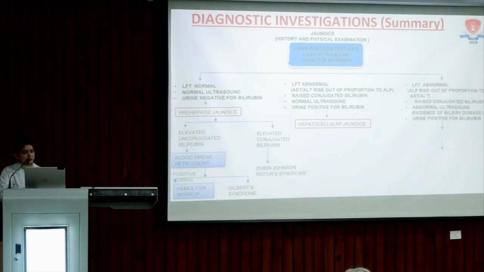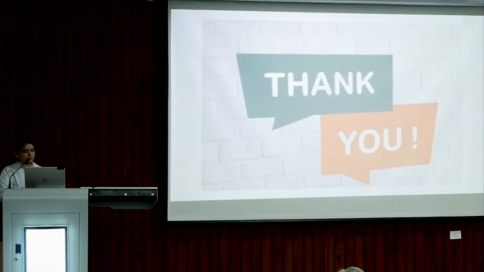Whereas if the LFTs are abnormal, where ALP rises out of proportion to AST and ALT, and the ultrasound is abnormal, it indicates evidence of biliary disease, and the urine is positive for bilirubin. So a probable diagnosis of obstructive jaundice can be made, and we can further go for cholangiography, ERCP or MRCP to find out the site of obstruction. Thank you.